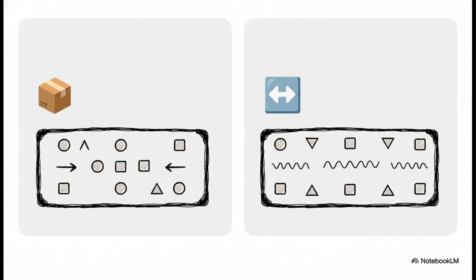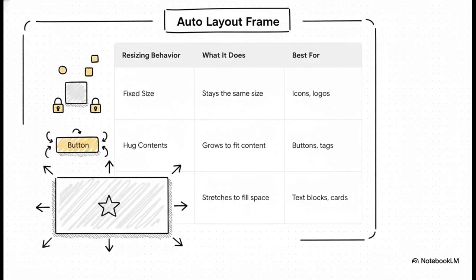So once you've applied auto layout, you get these two main distribution modes. Packed is pretty straightforward. It lets you define the exact spacing between items, like say 8 pixels. But space between is amazing for things like navigation bars, where it automatically pushes the elements apart to fill all the available space. Okay, now listen up, because this is the single most important concept to master.